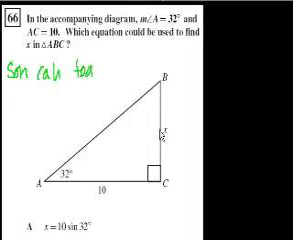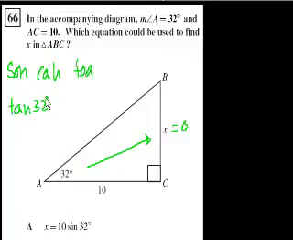Well, x is the opposite side, right? It's opposite of our angle in question. And then this 10 side is the adjacent. So I haven't looked at the choices yet, but if we say the tangent of 32 degrees should be equal to the opposite side, which is x, over the adjacent side, which is 10.